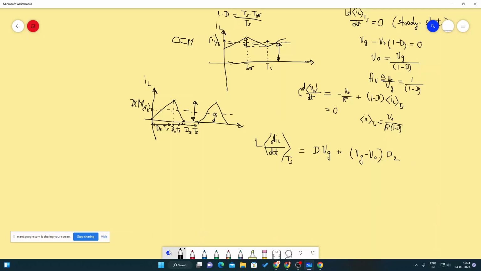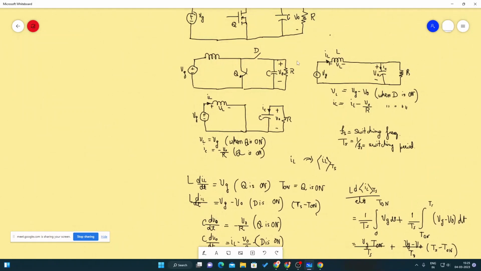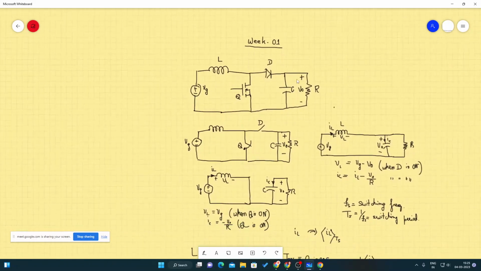So let's go to the basic diagram here. When the diode is not conducting, the charge in the capacitor, where is it going? The energy stored in the capacitor is going to the load, right? And when the diode is conducting, energy is coming from the source as well as going to the load. Correct? Okay.